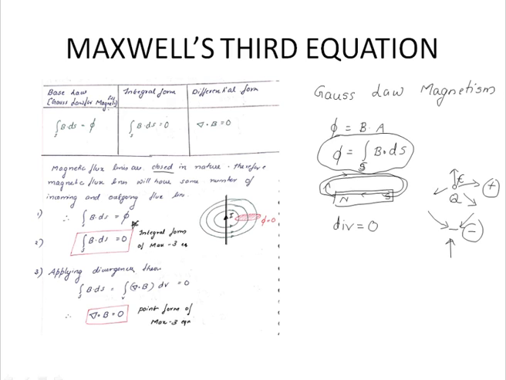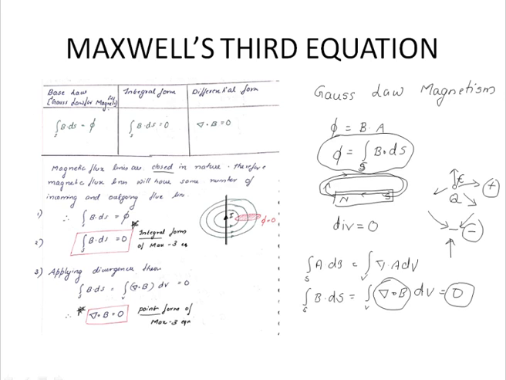Then we can apply divergence. So what is the divergence theorem? Surface integral of A dot ds will be equal to volume integral of del dot A dv. Likewise, the surface integral of B dot ds will become equal to the volume integral of del dot B dv, and that too will become equal to 0. So we can conclude that this term is equal to 0. That means del dot B equal to 0. This is the point form of Maxwell's equation. This is the integral form.